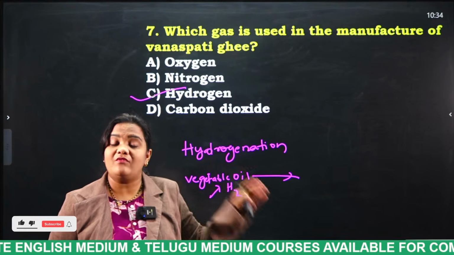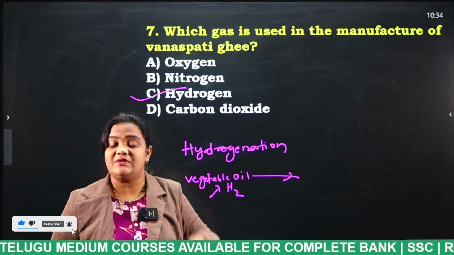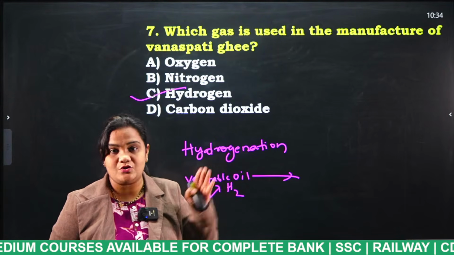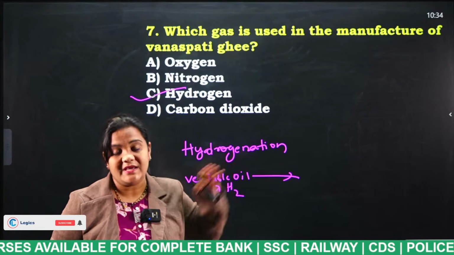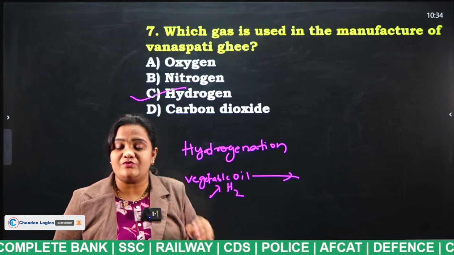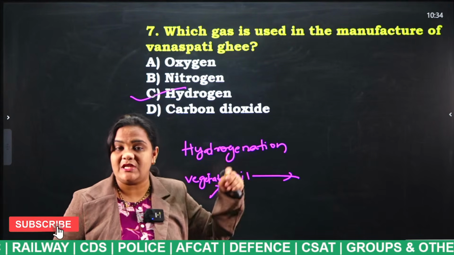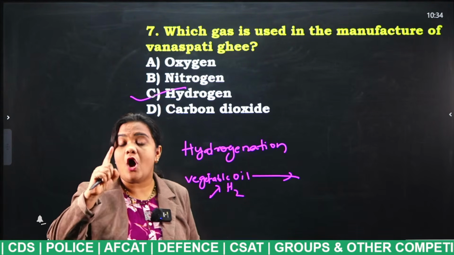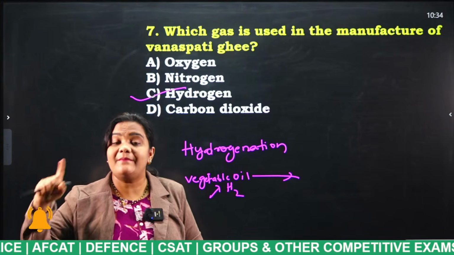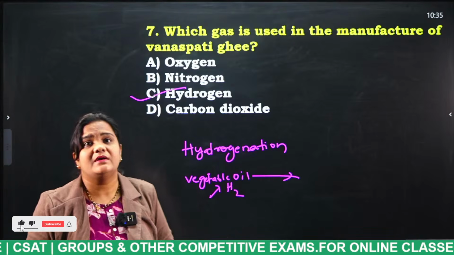If we thoroughly pass hydrogen gas in vegetable oils, we are going to get vanaspati ghee. It is harmless. But if we continuously pass oxygen to that vegetable oil, it becomes rancid, which is not good for our health. Okay, done.